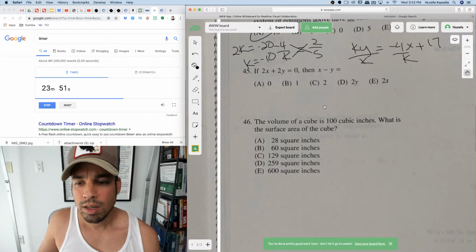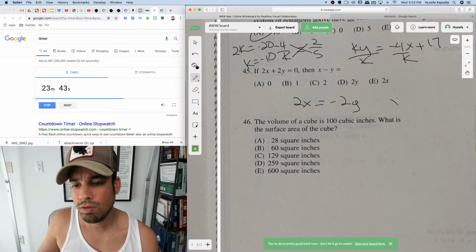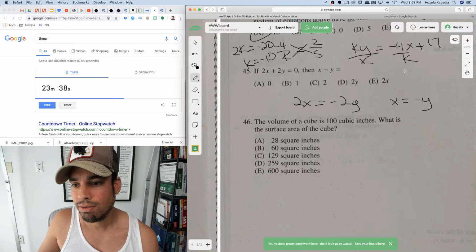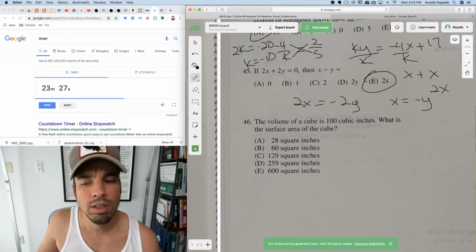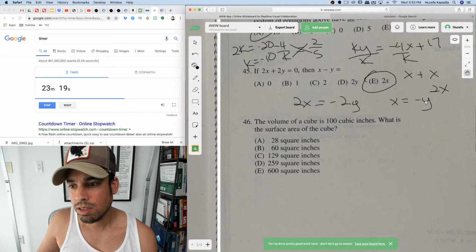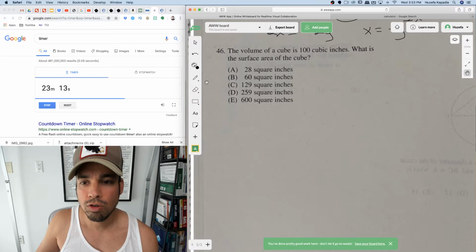If 2x plus 2y equals 0, then x minus y equals... So 2x equals negative 2y. Divide by 2. X equals negative y. So if x equals negative y, I can take that first equation and replace negative y with x. So it's 2x. You see that? I used this, substituted, and then boom. It's not 2y, by the way. It would be negative 2y, because then I could plug negative y in for x and I get negative 2y, so that's almost right. The volume of a cube is 100 cubic inches.